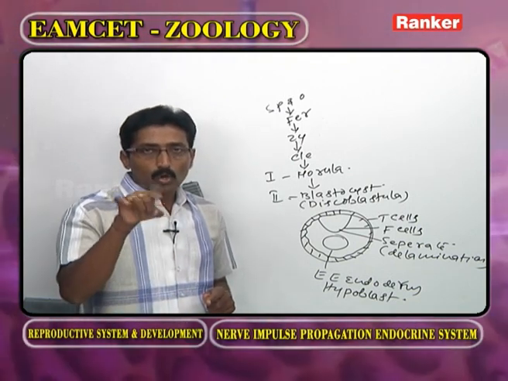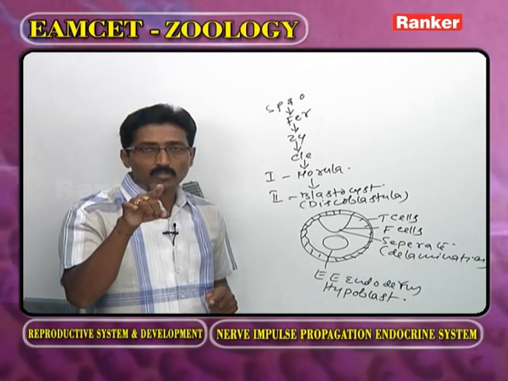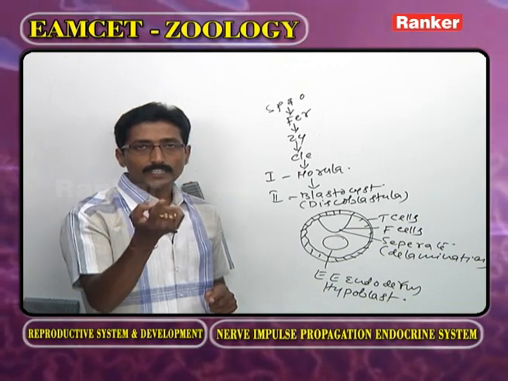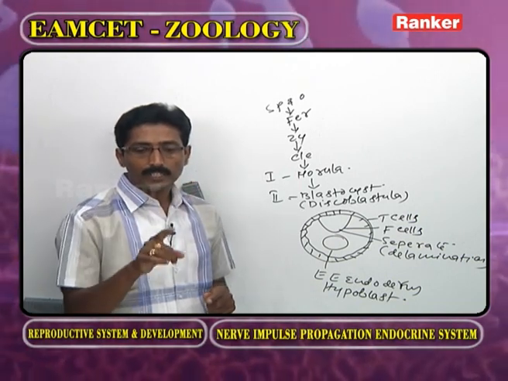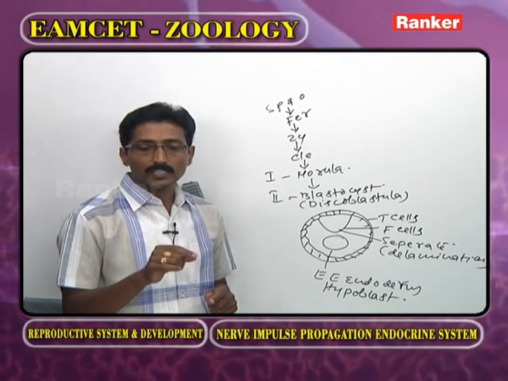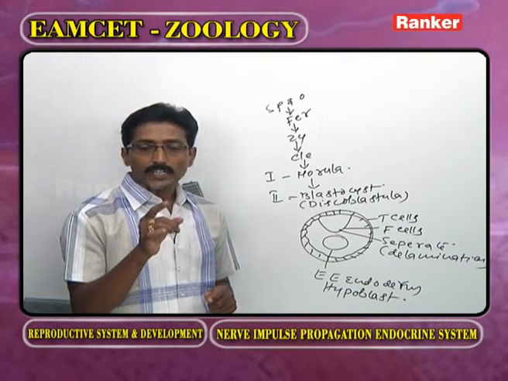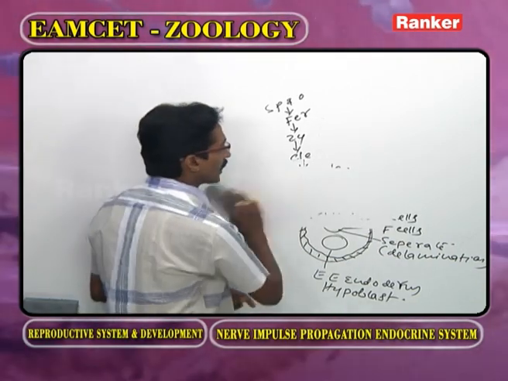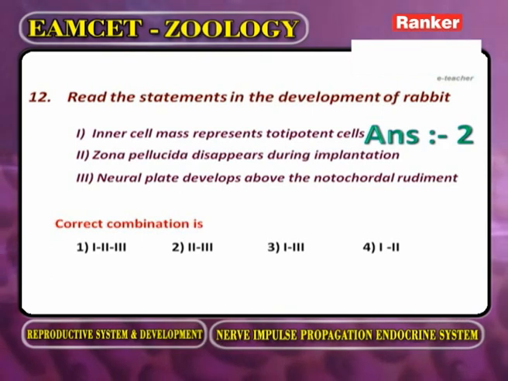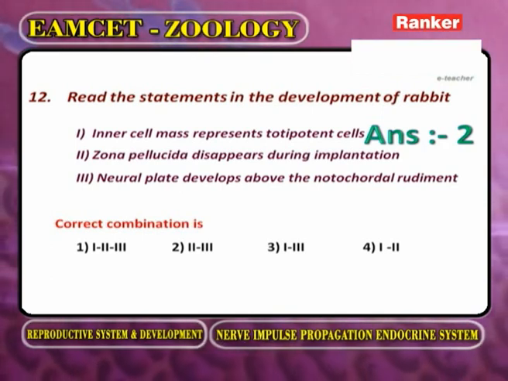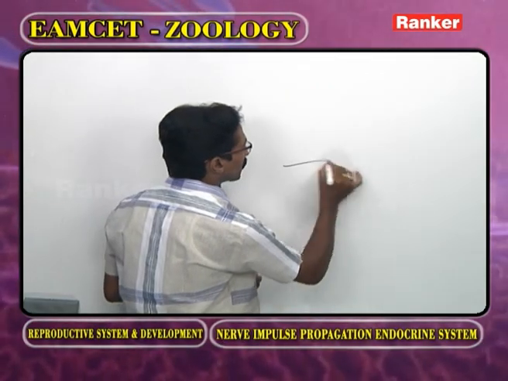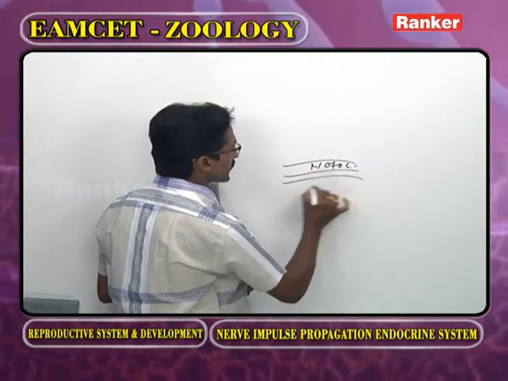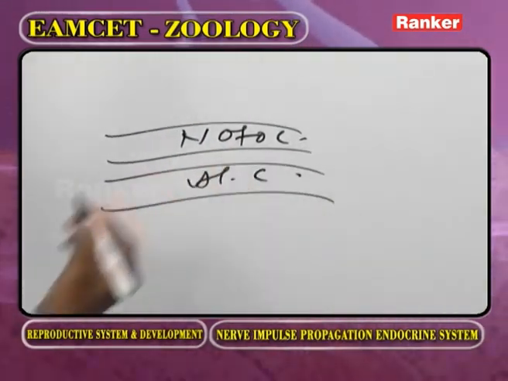Second, zona pellucida. That means the ovum is covered and protected by the innermost layer, zona pellucida. It disappears at the time of implantation. The second statement is correct. Third, neural plate develops from the notochordal rudiment. Now, what is meant by notochordal rudiment? That is the primitive form of notochord. Now, this one we call the notochord, and this one we call the elementary canal.